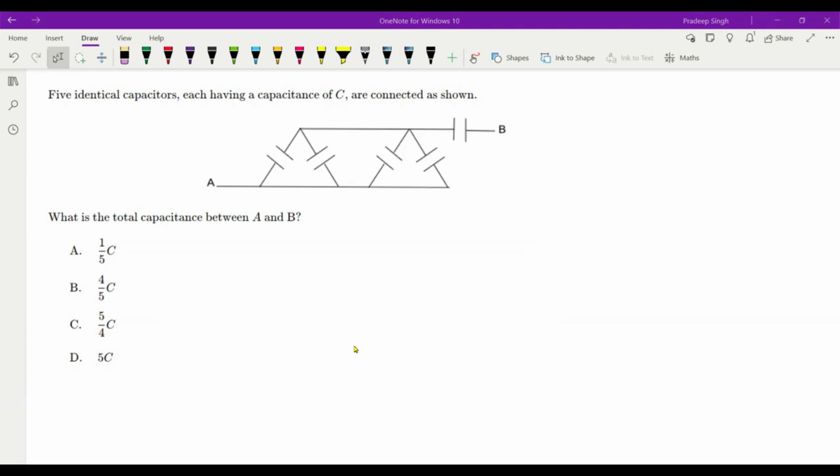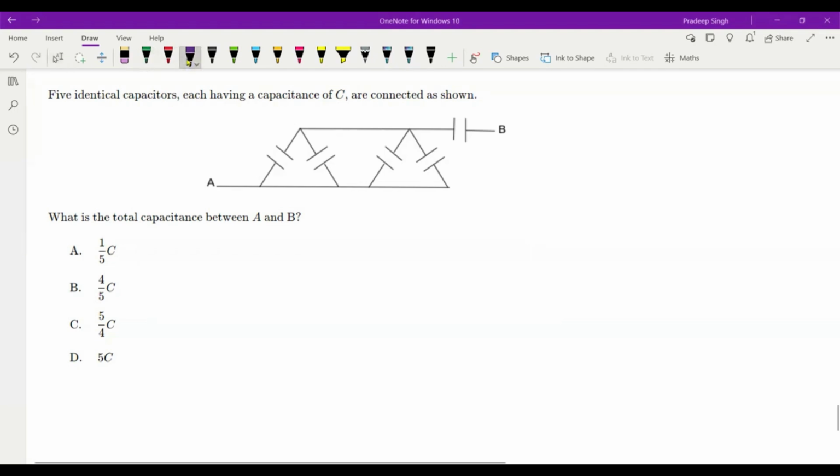Sir, is it B? I got 4 by 5 C. Okay, Ahan, explain. Sir, the ones in the triangle are parallel together, so you add them up, you get... Which ones? Hang on.